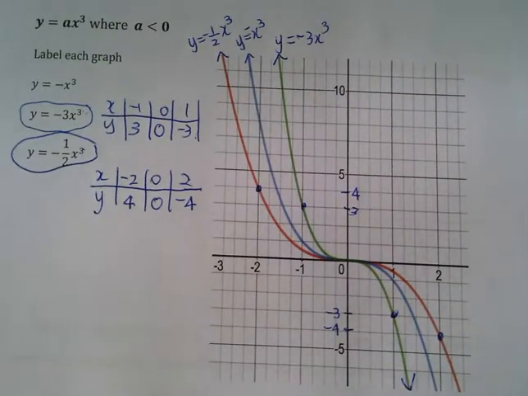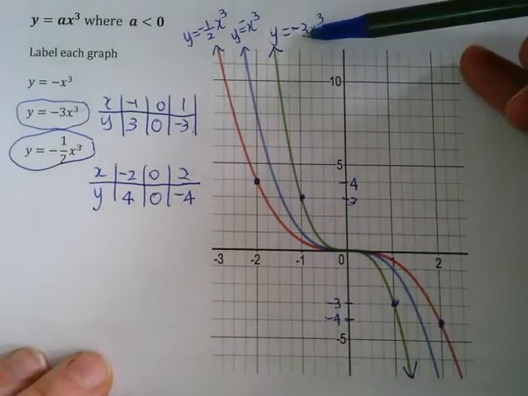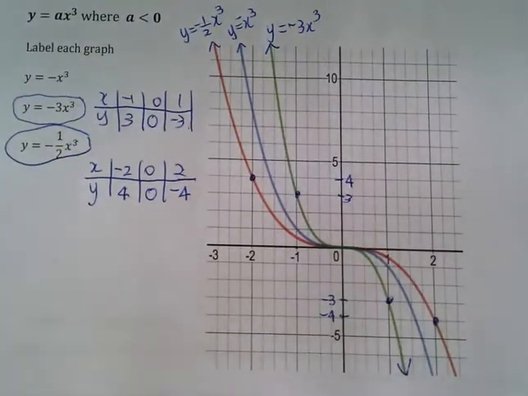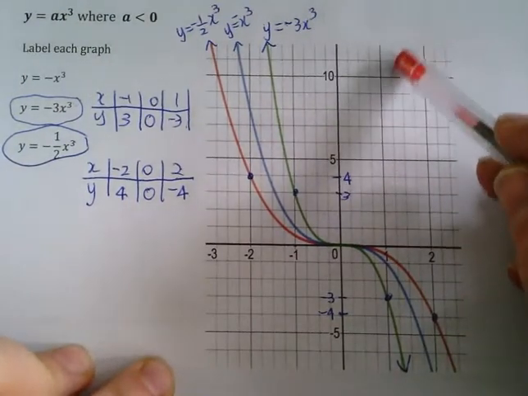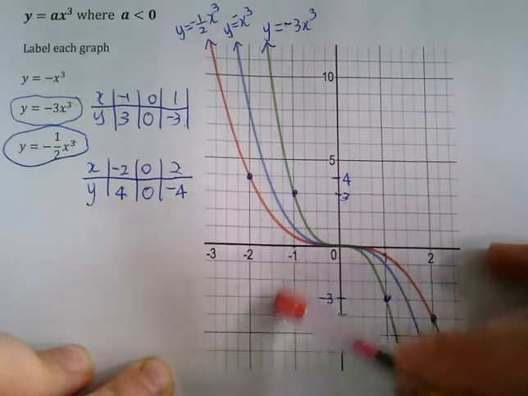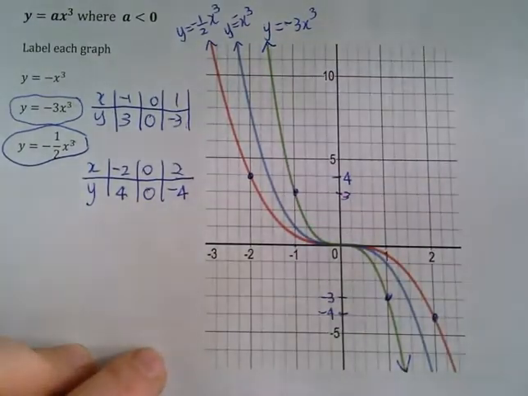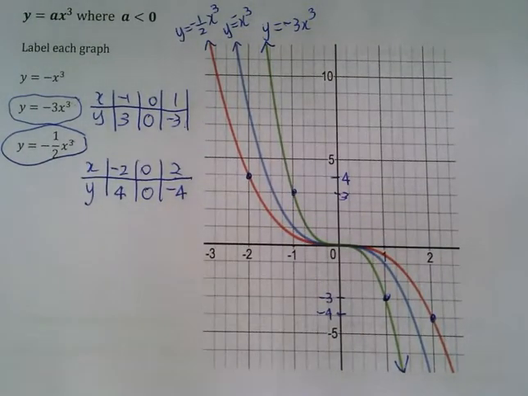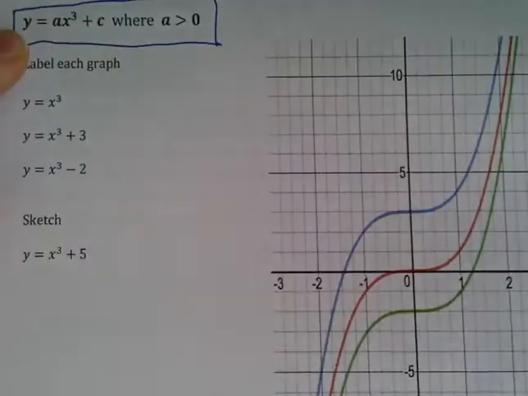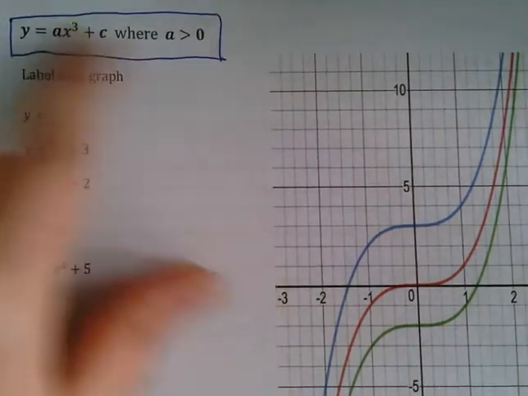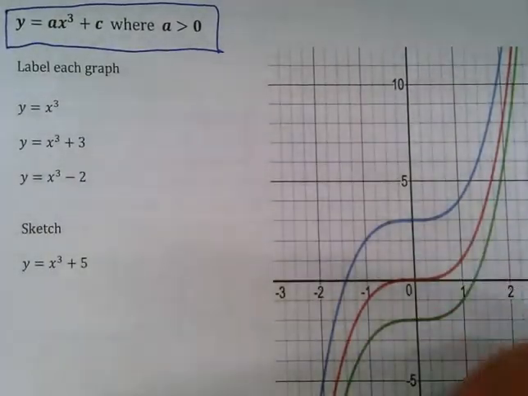So don't think, I know negative 3 is smaller than negative a half, but we don't look at it like that. We say negative goes this way, and the 3 is steeper. So it's just irrespective of whatever sign it is. If this is the negative 3x cubed, if I was to draw 3x cubed, it would be exactly the same steepness, but just facing the other way. All right? So we've got y equals ax cubed, our original graph, plus c, where the a is positive. So yes, it goes this way.